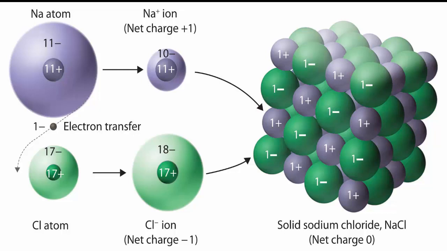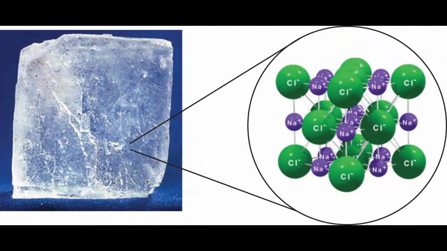Hardness. Most ionic compounds are hard; the surfaces of their crystals are not easily scratched. This is because the ions are bound strongly to the lattice and aren't easily displaced.